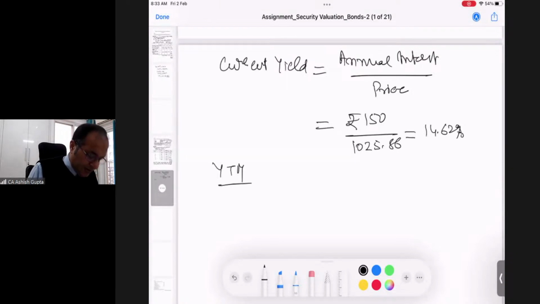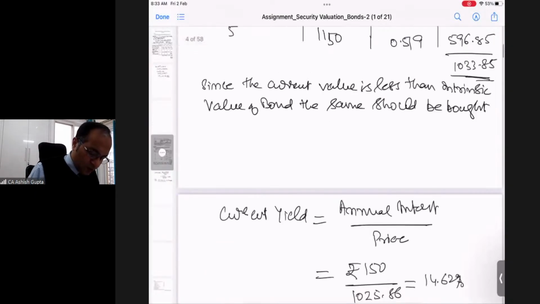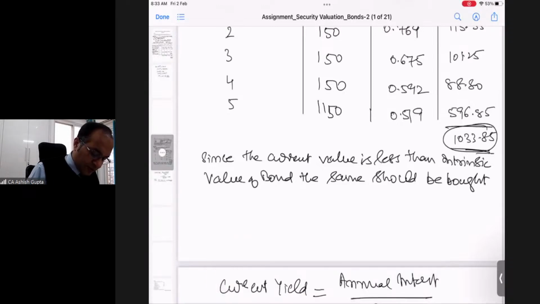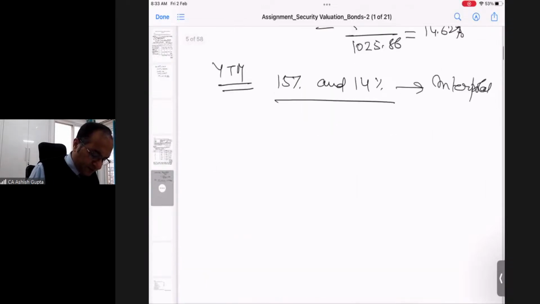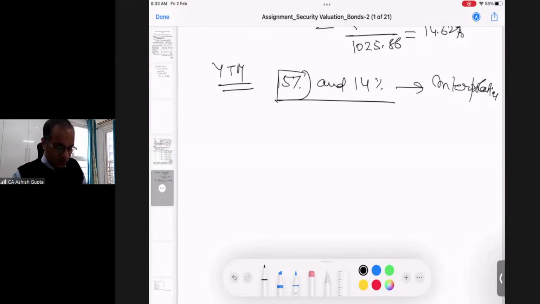Now we have to calculate YTM. Student, before going to the break, I am giving you a hint. You just compute the value at two rates: one is 15% and another is 14%. Then get them interpolated. The 14% value is with you. You need to compute the present value of the bond at 15% and then apply the formula of interpolation. So meanwhile, I go for a break. You just solve on your own and I come back.